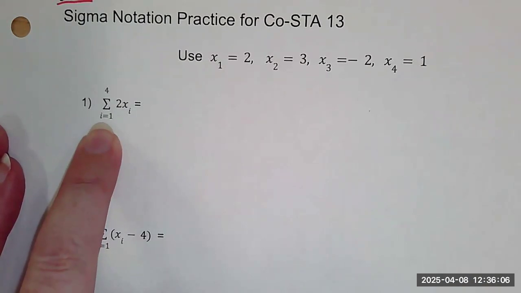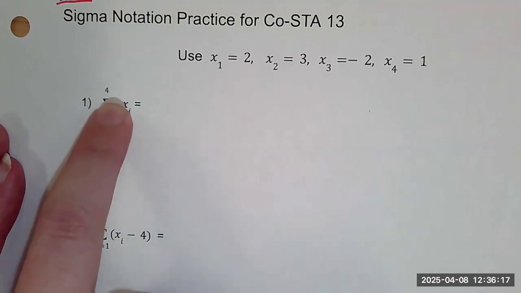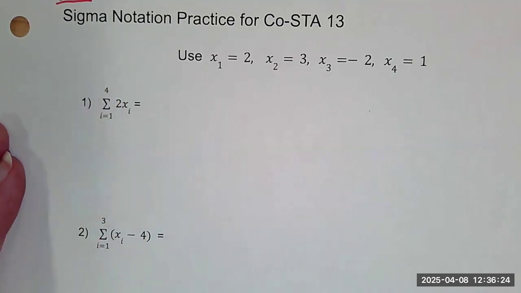This down here says i equals 1. The number at the bottom of the sigma is telling us what we're going to start with. So it's saying start with 1. And the number at the top says what you're going to end at. And it's saying stop at 4. And these are actually positions.